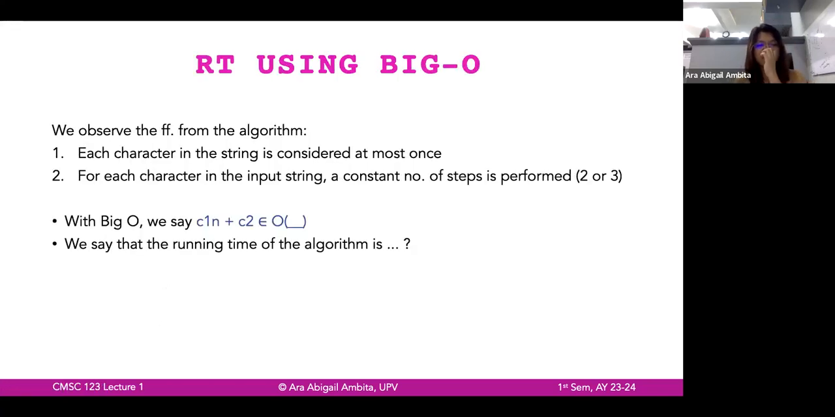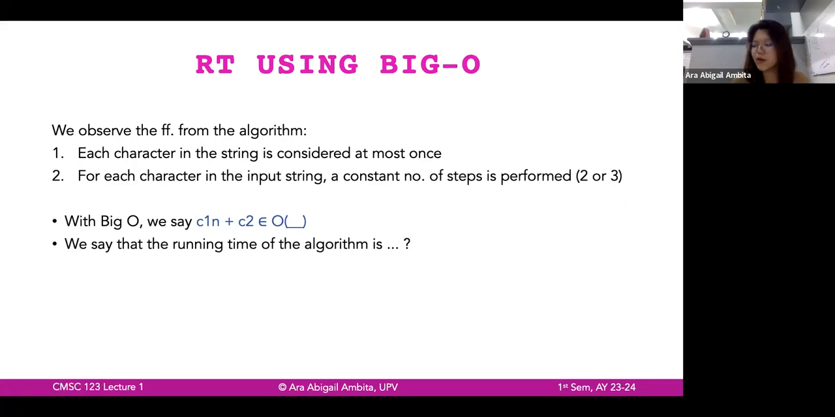Okay, so we observe the following from the algorithm. Each character in the string is considered at most once. And for each character in the input string, a constant number of steps is performed, like 2 or 3, depending on the kind of input that we have. If we deal with the best possible inputs, then it's just 2n. If the worst possible inputs, then it's 3n.